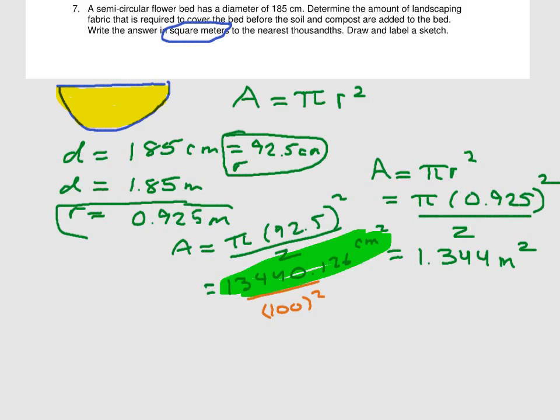Are you going to remember that? Divide by 100, divide by 100 again. I tend to think that you won't, based on 8 years of experience. But if you can, and you do, fine. My advice will always be to change to the desired unit first, and you won't have to worry about the conversion in the end. So that's the area of the semicircular flower bed, 1.344 square meters.